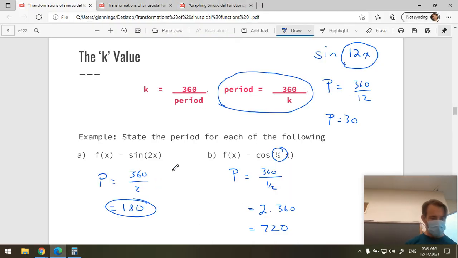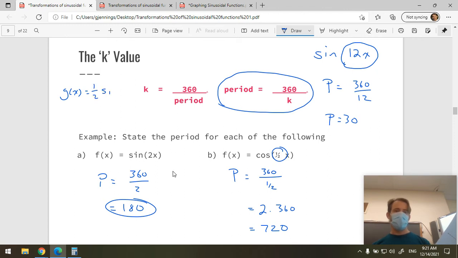And then I also asked you about g of x is 1/2 sine of x over 5. What's the period there? If we have another one where g of x is a function that's equal to 1/2 multiplied by sine of x over 5, what's the period of this function? Does this 1/2 affect the period? What does that affect? Yeah, the amplitude. So that's an A transformation.